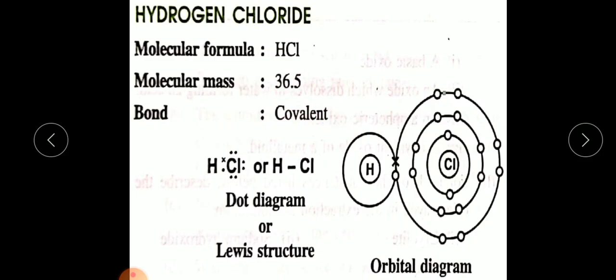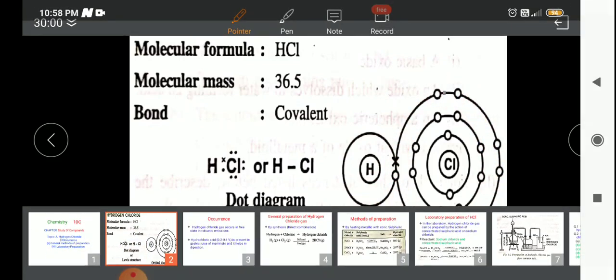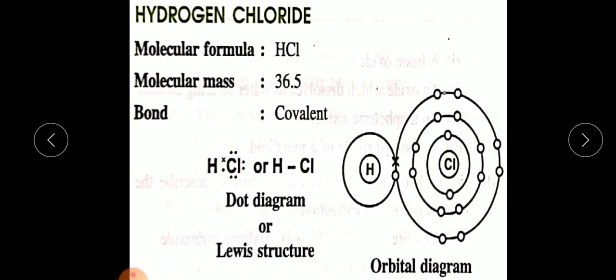Here we can see the orbital diagram. Hydrogen has 1 electron, and chlorine has 7 electrons in the outermost shell. In order to be stable, what will happen to hydrogen and chlorine? They'll share their electrons, and since there is a sharing of electrons, a covalent bond will form between hydrogen and chlorine. This is the electron dot structure, we can say. So we need to study this hydrogen chloride.